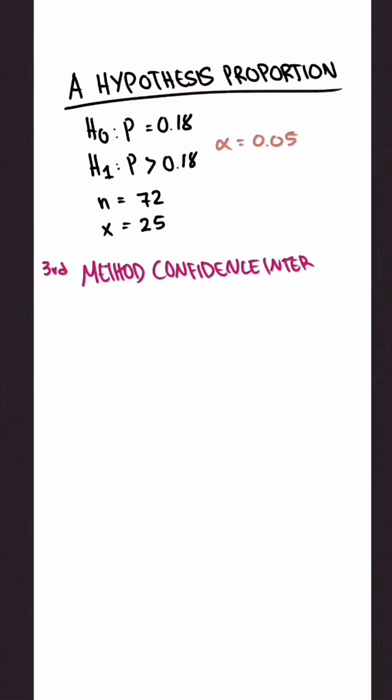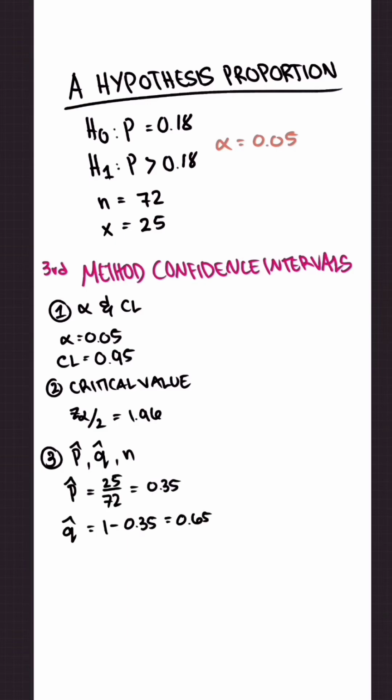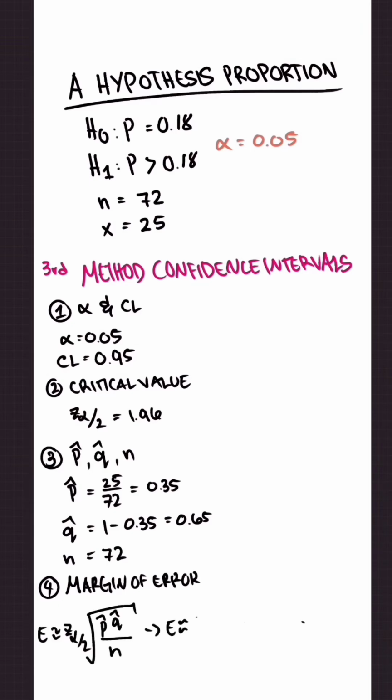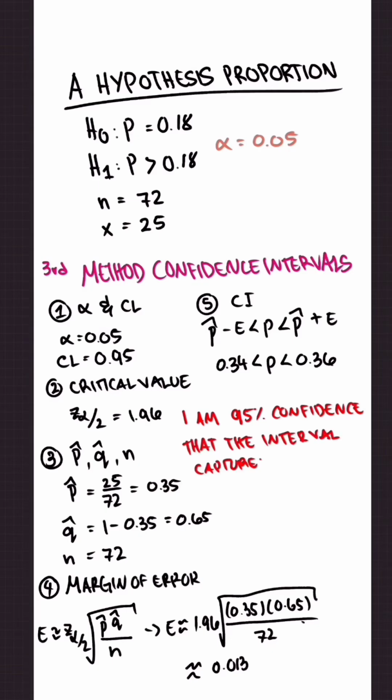For the confidence interval method, I use a 95% confidence level, which corresponds to the critical value of 1.96. Using p-hat and q-hat from earlier and the sample size, they will be put into the margin of error formula along with the critical value. The total is 0.013. I then created the confidence interval by subtracting and adding the margin of error to p-hat. Since the hypothesis proportion of 0.18 does not fall within this interval, we reject the null hypothesis too.